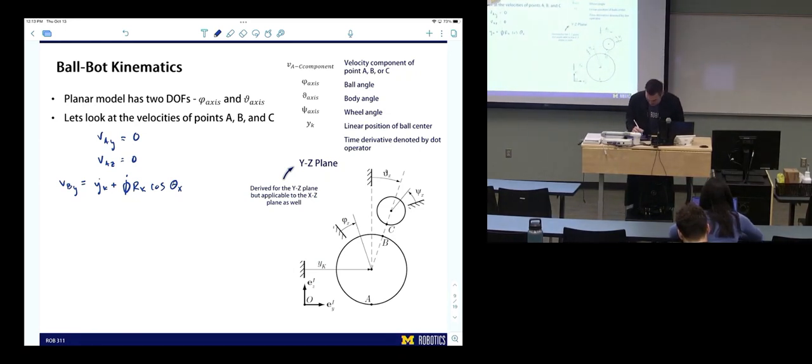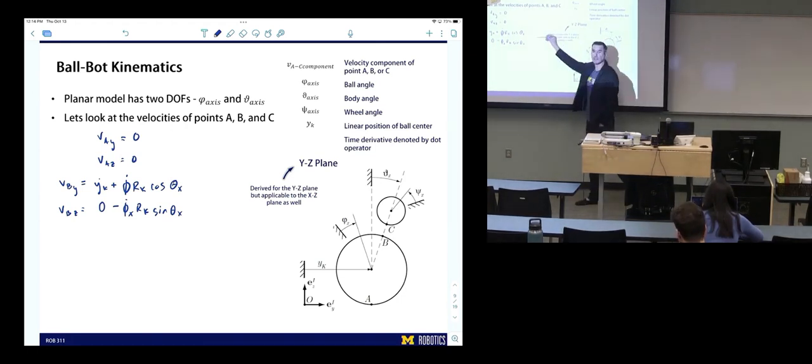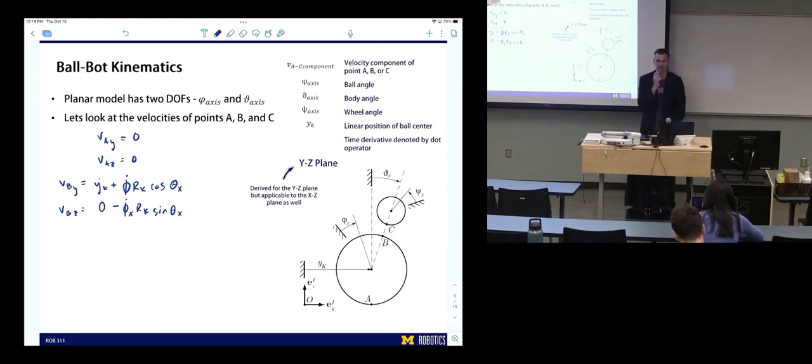How about the z component? So we're not going to have any yk, so that's going to be 0. So we have our x and y components, the velocity of this point.